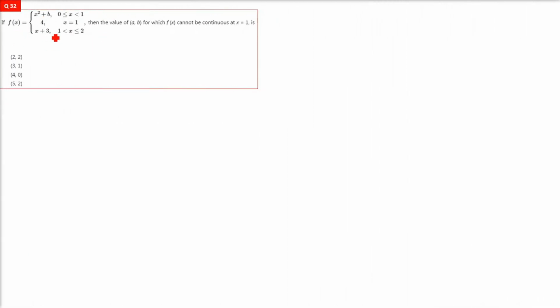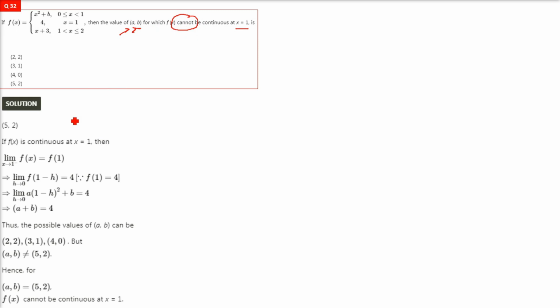If f(x) are these three functions, one is a constant function which is 4, then the value of (a, b) in pair, for which f(x) cannot be continuous at x equals 1 is, please remember they are asking cannot be continuous. They are not asking can be continuous. So we have to select by rejecting. So these are the points. We have 0, 1 and 2 as the points.